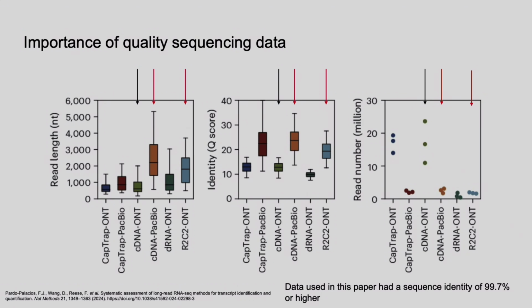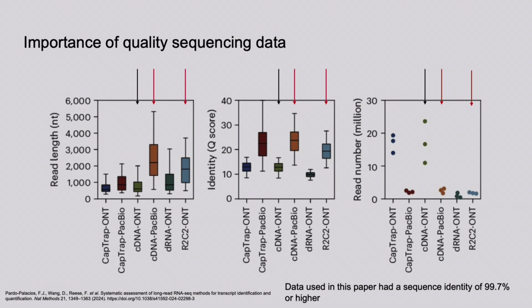And here we have a comparison of the number of different combinations of library prep methods and sequencing platforms. The ones highlighted with the red arrows are cDNA PacBio and R2C2 ONT, which are two methods that I used in the data presented in this talk.